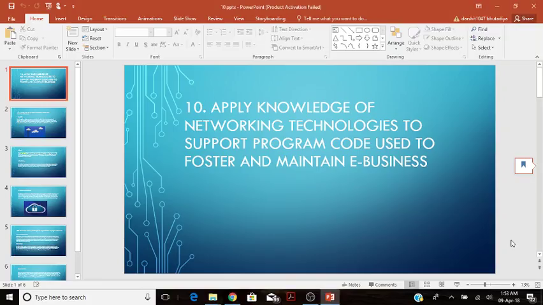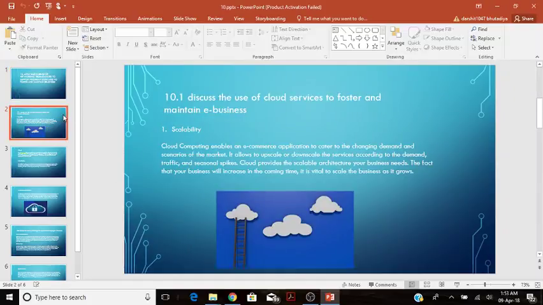Okay, so today we are talking about video 10: apply knowledge of networking technologies to support program code used to foster and maintain e-business. The first thing is to discuss the use of cloud services to foster and maintain e-business. There are 3 to 4 things that I mention to maintain e-business.